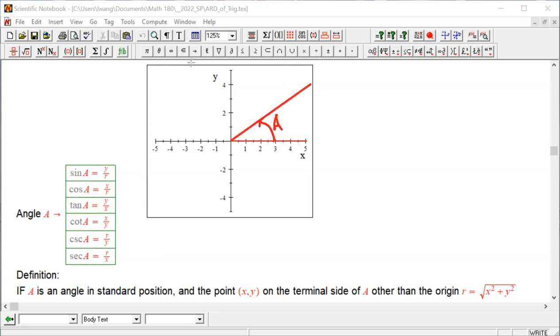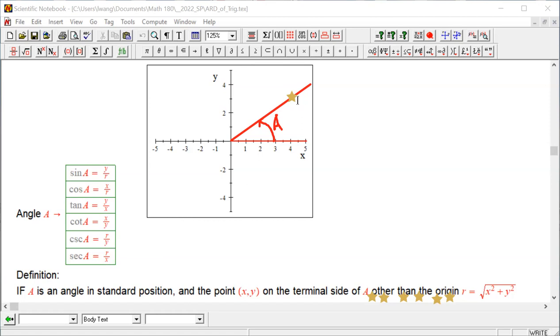On the terminal, we choose points arbitrarily, but this point cannot be the origin, right? Other than the origin, okay? Notice this word. So any point you choose, you might be asking, if I choose different points, am I going to get the same output, right? Okay, stay tuned, that question will be answered.